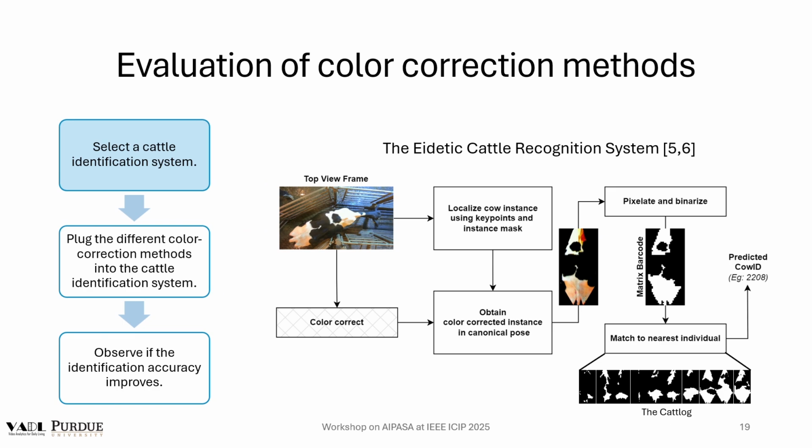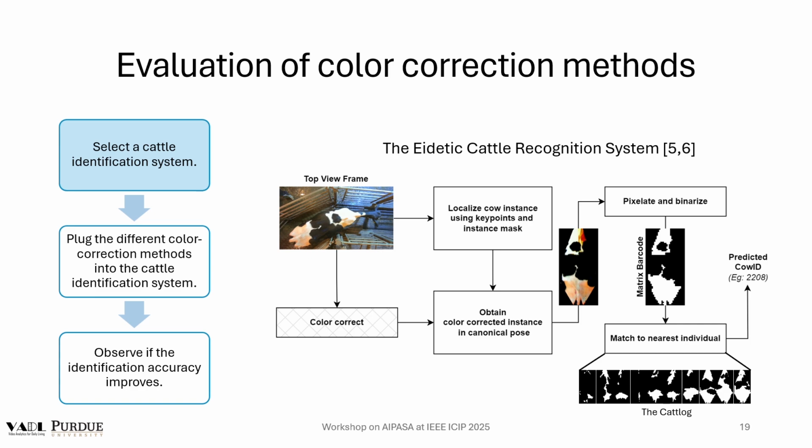For this purpose, we use the Eidetic cattle recognition system, whose working is shown by the diagram on the slide. Given an image of the cow with top view, this system first localizes the cow instance using key points and instance mask, and then converts it into a canonical pose. The instance in canonical pose is then pixelated and binarized to obtain a cow barcode.